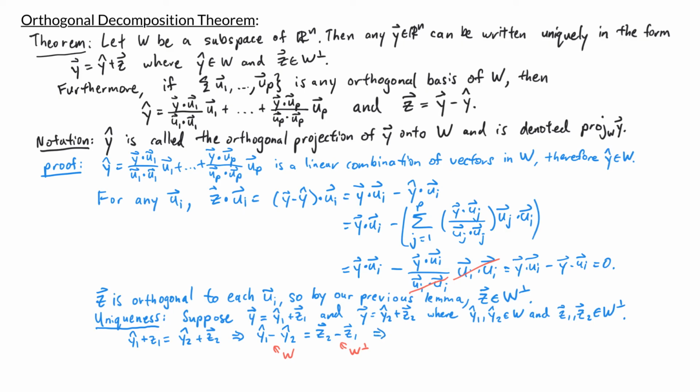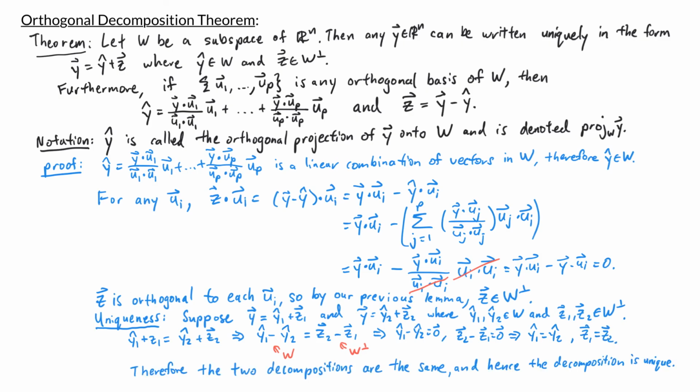So the left-hand side must equal the 0 vector and the right-hand side must equal the 0 vector. So we have y1 hat minus y2 hat equals the 0 vector, and z2 minus z1 equals the 0 vector. And this tells me that y1 hat equals y2 hat and z1 equals z2. So this shows that the two decompositions were the same to begin with, which means that the decomposition is unique. So that concludes the proof of this theorem.